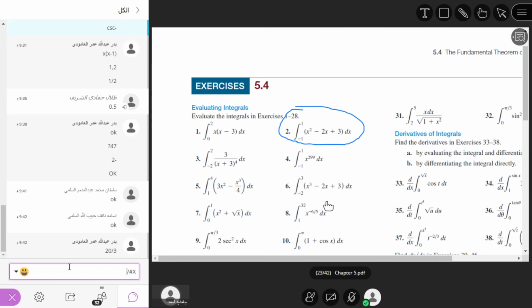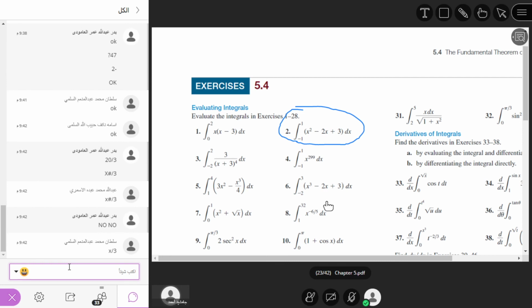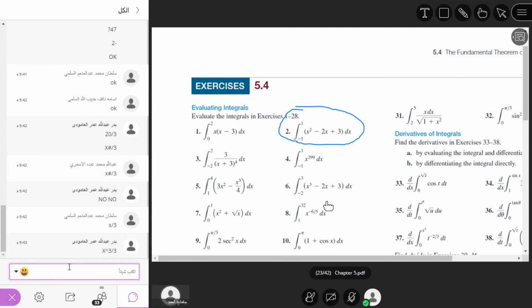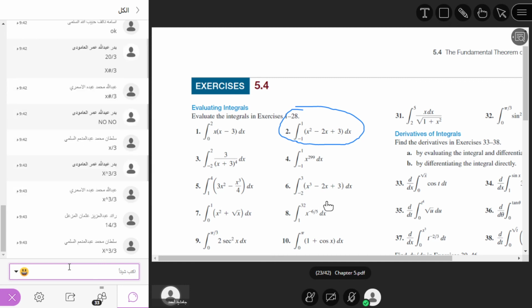Antiderivative, x power 3 divided by 3, minus, yes, this one. So what is the antiderivative of minus 2x?